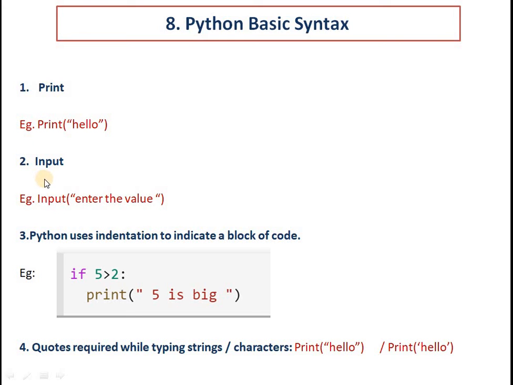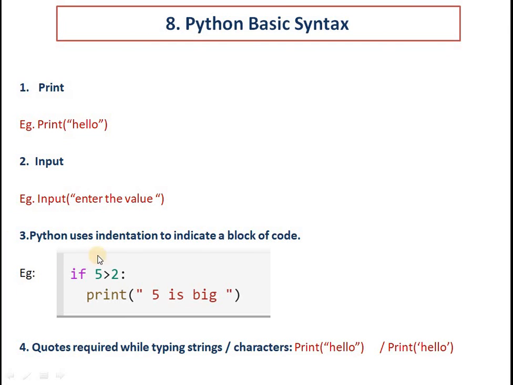Second is input. For example, a is equal to 5. There you are telling that the value of a is 5, right? But you want to read the value from the user who uses your program, or you want to take the value while running the program. Then you have to use the statement input. If you write a is equal to input, enter the value, while running the program it will ask you to enter the value, and when you enter the value, that will be stored into a. You'll get a clear idea when we go for the lab experiment.